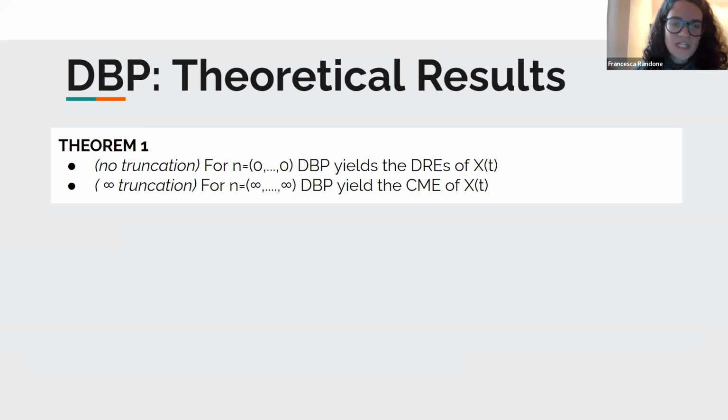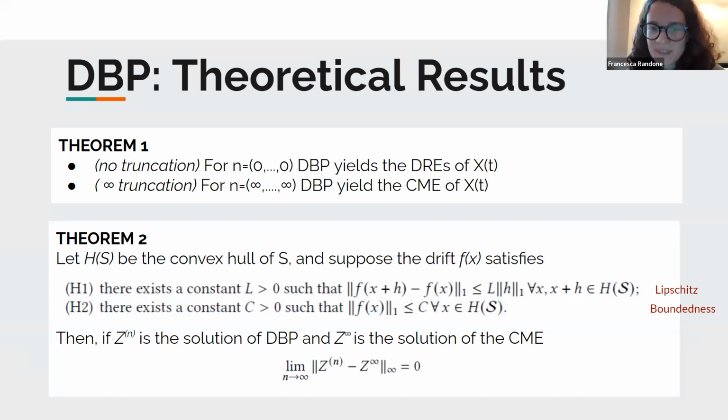And by this, I mean that if you take n equals 0, you get your deterministic equations, the ones you're used to. While if you set n equal to infinity, you recover the master equation for the original process you wanted to approximate. Our second result is a limit result. And we say that under mild conditions on the drift, and this means mild conditions on the rate functions, of course, we guarantee that the solution of our method tends to the solution of the master equation as n tends to infinity.